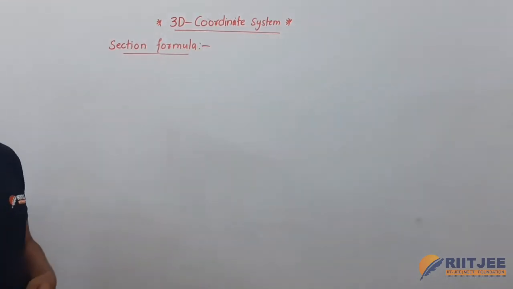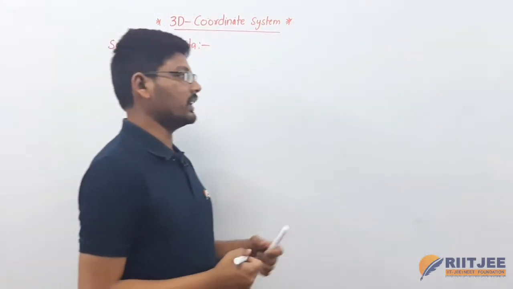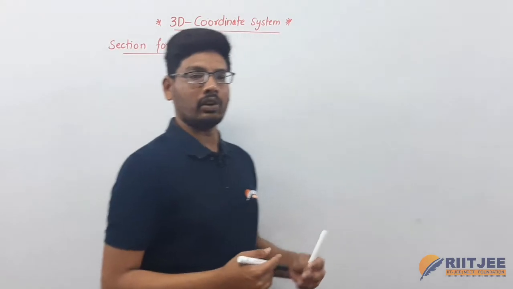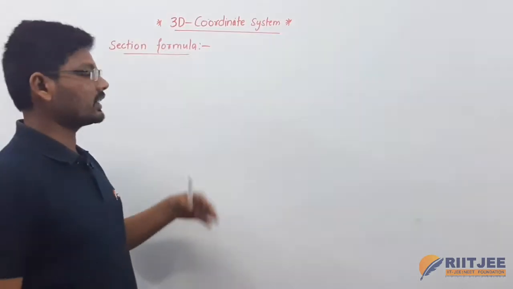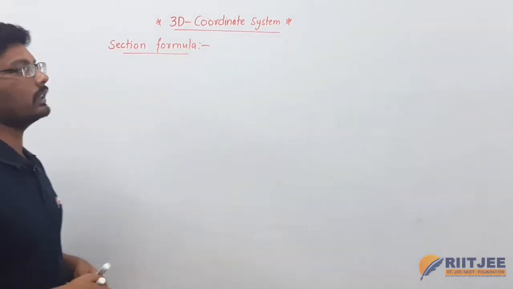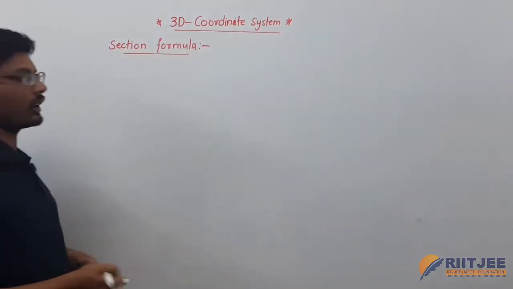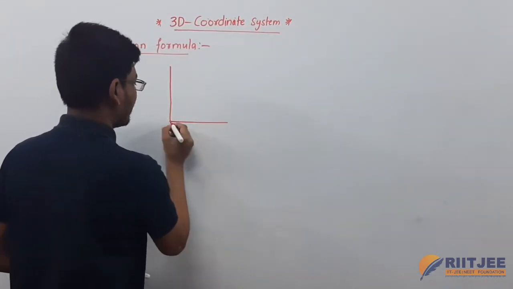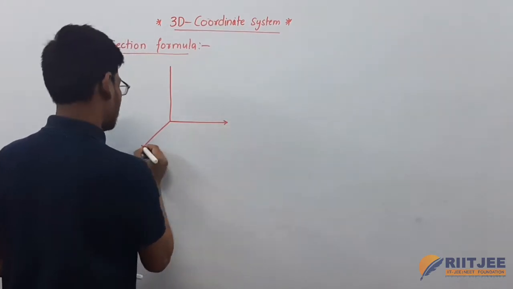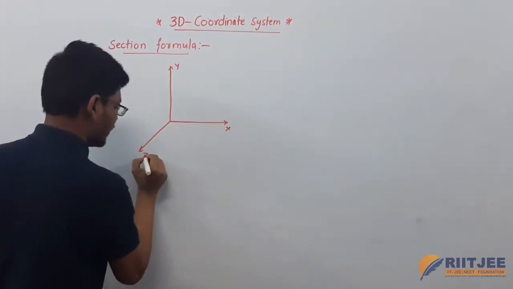Already we know the section formula of 2D coordinate system, that is a line dividing in the ratio of m is to n internally as well as externally. In that same scenario, we are going to learn the section formula of a line in 3D coordinate system. Let us take one 3D coordinate system here. This is x, this is y, and this is z.